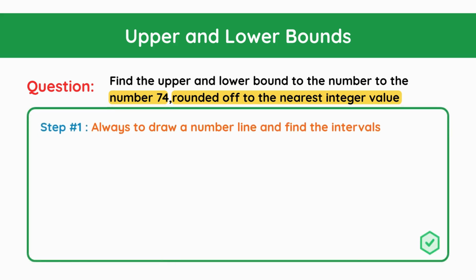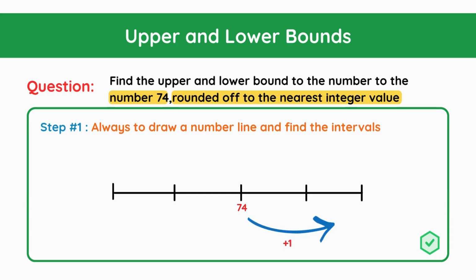Step 1 is always to draw a number line and find the intervals. Place 74 in the middle of the number line. Since we are given that the degree of accuracy is an integer, we will add and subtract 1 to find the next and previous interval. 74 plus 1 is 75. 74 minus 1 is 73.